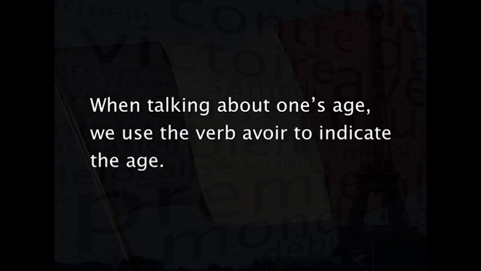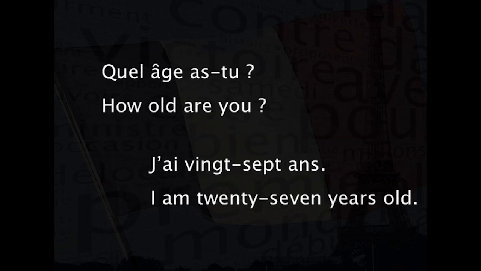In the third section of this lesson, I will teach you a few idiomatic expressions that are formed by the auxiliary verbs. Let us first look at the phrases that use avoir. Let's begin with a phrase that you have already learnt. When talking about one's age, we use the verb avoir to indicate the age. For example, quel âge as-tu? Which means, how old are you? And the answer to the question is, j'ai 27 ans, which means I am 27 years old.